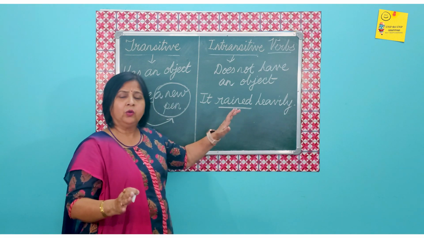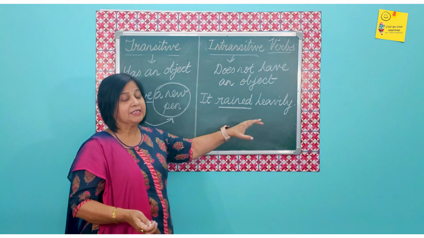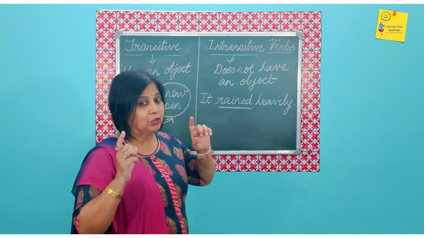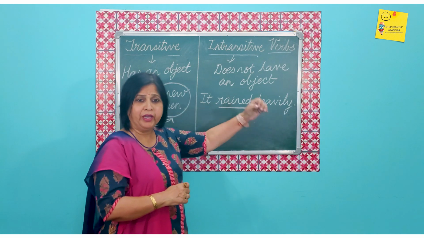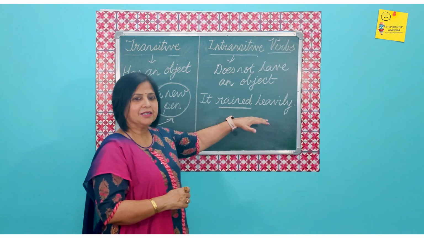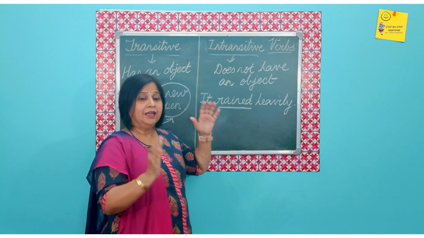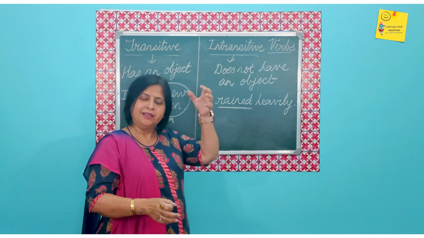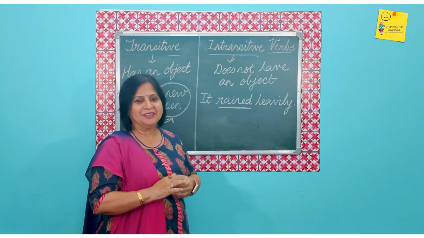Now, let us look at one sentence of the intransitive verb. It rained heavily. Okay, so the verb is rain. Let's ask the question. What? What rained? Nothing we get. Whom rained? Who rained? Nothing we get. So that means there is no direct object in this. And when a sentence does not contain a direct object and there is nothing to be transferred, no action to be transferred, that sentence is called an intransitive verb.